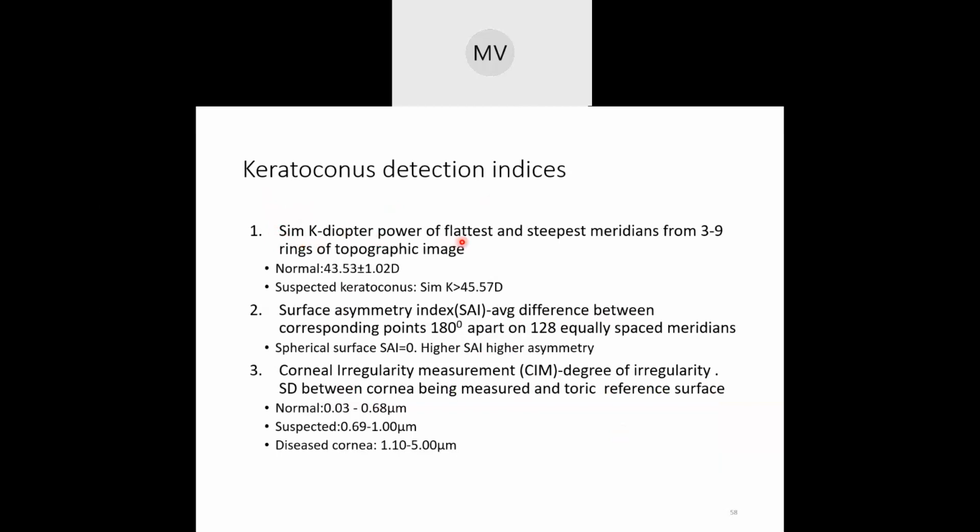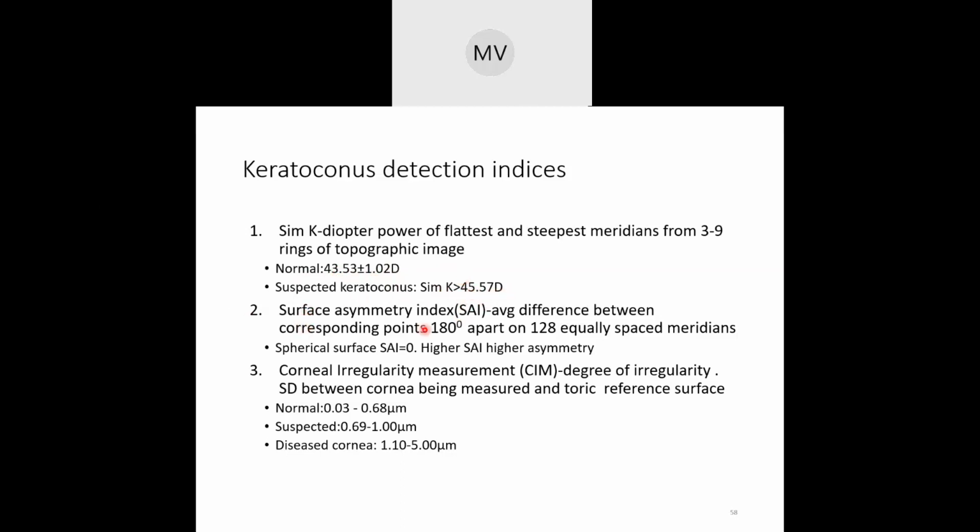SIMK: diopter power of the flattest and the steepest meridian from 3 to 9 rings of the topographic image. If the patient is normal, then the value will range from 43.53 plus or minus 1.02 diopter, and in suspected keratoconus SIMK will be more than 45.57 diopter.